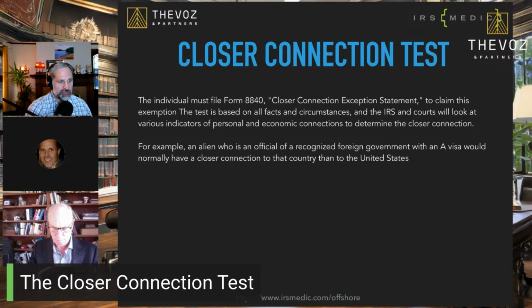The individual must file Form 8840, Closer Connection Exception Statement, to claim this exemption. The test is based on all facts and circumstances. The IRS and courts will look to various indicators of personal and economic connections to determine the closer connection. For example, an alien who is an official of a recognized foreign country with an A visa would normally have a closer connection to that country than to the United States. And so your visa status really comes into it.